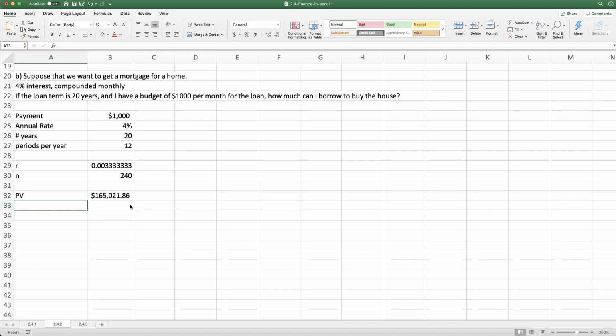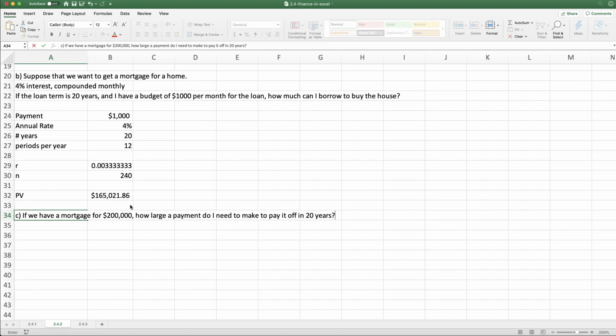$165,021.86. This is the mortgage we can afford on our monthly budget. If we take a loan for $165,021.86 and make $1,000 a month payments, we'll have it paid off in 20 years at 4% interest compounded monthly. Let's ask one final question. If we splurged a little bit and took out a mortgage for $200,000 instead of the $165,000, how large a payment would I need to make in order to pay this off in the 20 years?